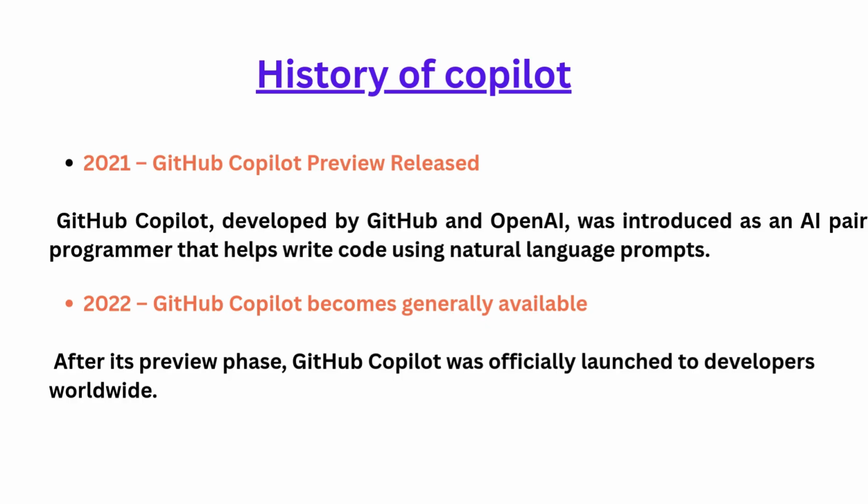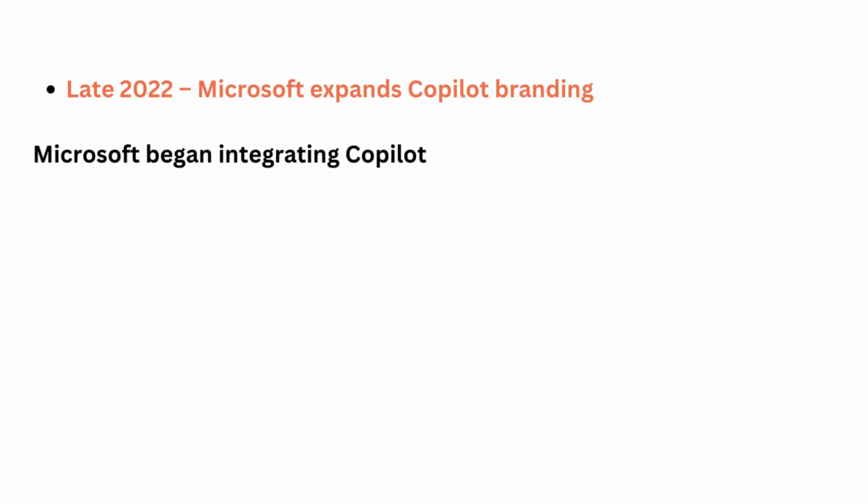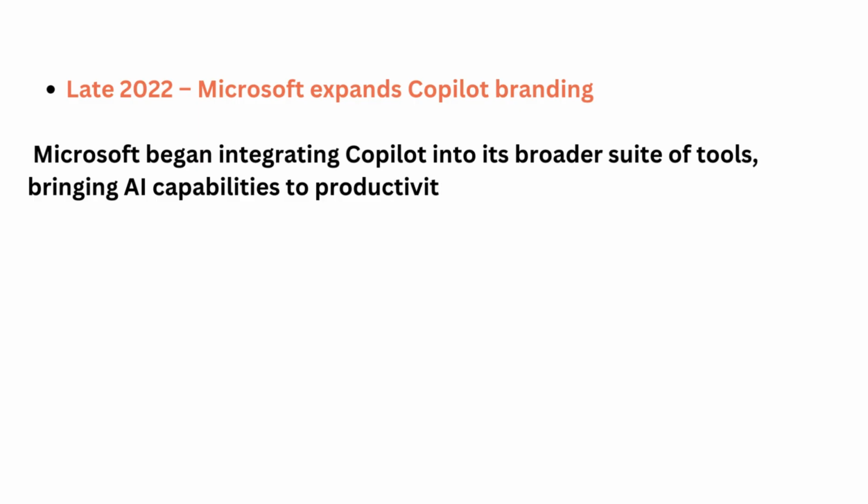Times late 2022, Microsoft expands Copilot branding. Microsoft began integrating Copilot into its broader suite of tools, bringing AI capabilities to productivity apps. What is it? Later in 2022, Microsoft started using the Copilot name for more than just code tools. It expanded it into apps like Word and Excel.